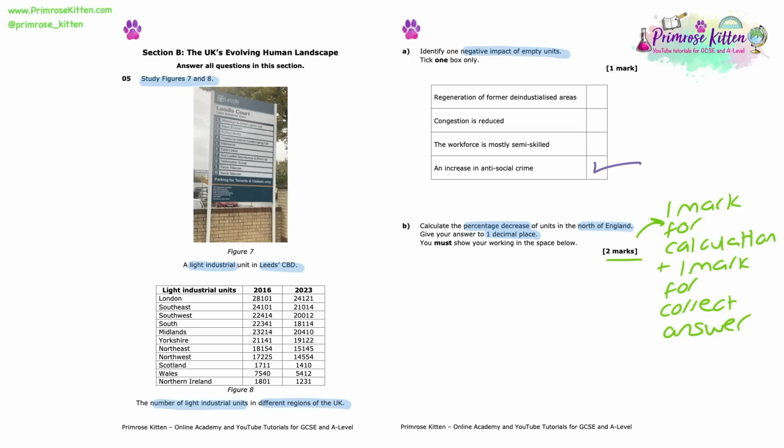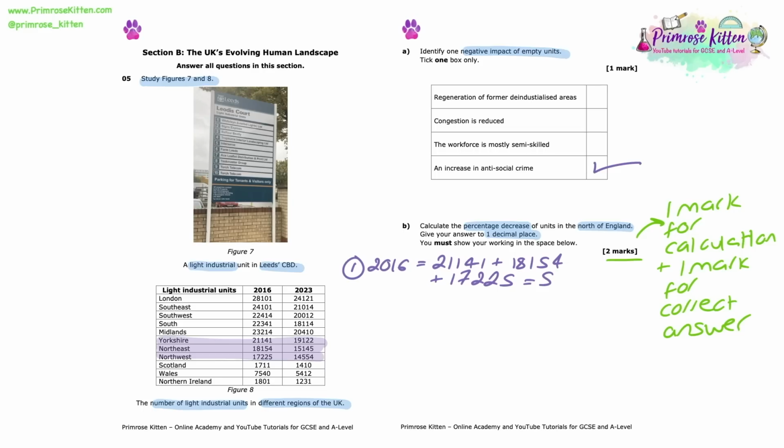Using figure 8 as the source of our data, we need the number of units in the north of England. This therefore comprises Yorkshire, the North East and the North West. The first step in our calculation is going to be to work out the number of units in the north of England in 2016, so adding up the figures for Yorkshire, the North East and the North West for this year.